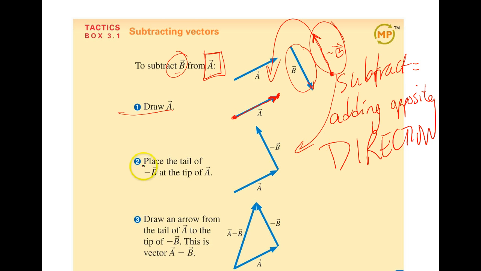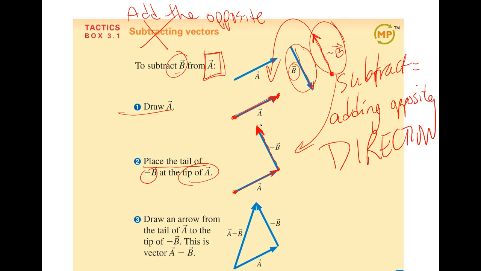Next step. Place the tail of negative B at the tip of A. So A is just where I left it. I started here and ended here. The next vector is going to start at this tip, and it is in the opposite direction from my original B because I can't subtract vectors. I can only add the opposite. So that means B is actually going to go this way. And the last thing I draw is the arrow end of the last thing in my list.